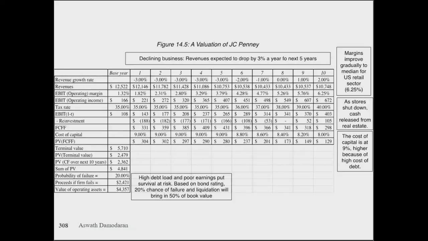So when you look at the value based upon that story, you come up with a value for the firm of $4.8 billion. But this is a declining firm. If it declines much faster than I expected, it could very well go out of business. So attach a probability that the company will not make it. You bring in that probability, and the expected value for the operating assets is down to $4.4 billion. It's not an upbeat story, but it's a story that reflects where JCPenney is today.